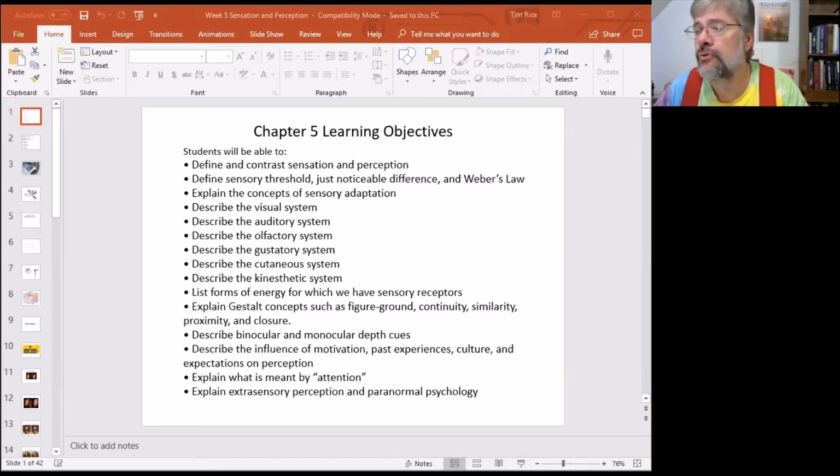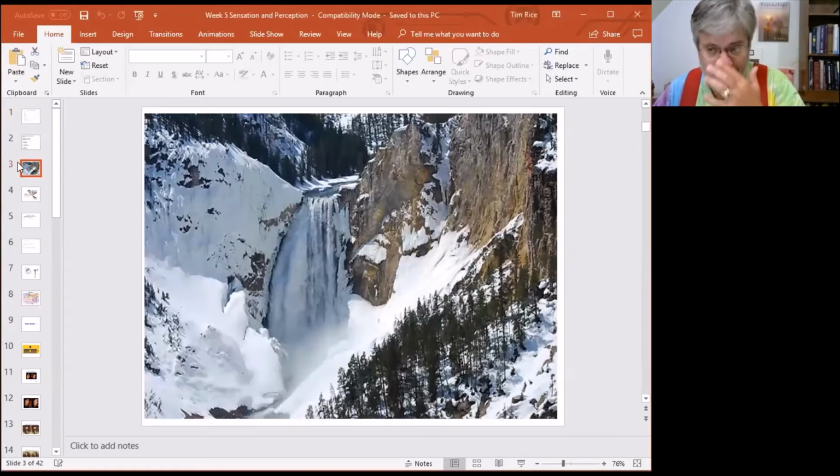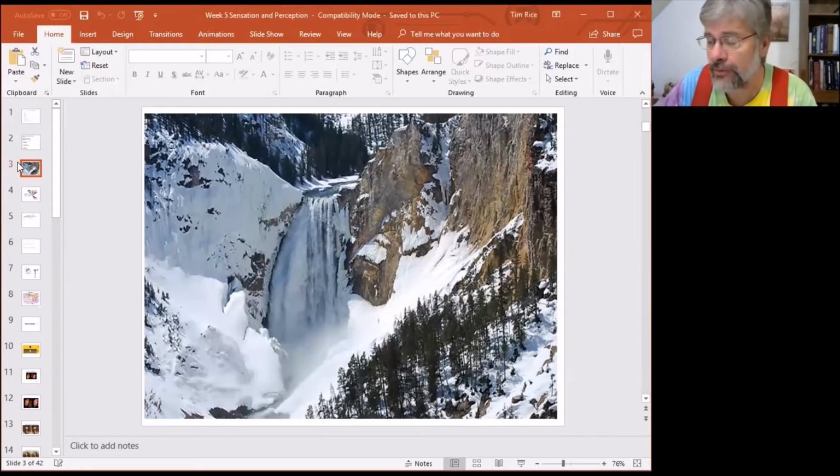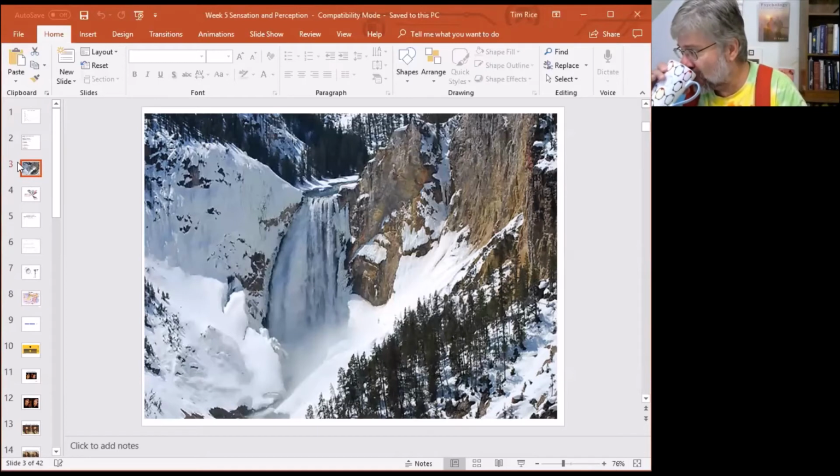Let me show you, I got a question for you. There's your learning objectives. And here's a photograph of the lower falls of the Yellowstone River. Have you ever seen that? In the winter. I worked there one winter, gave tours. I have a question for you guys. What is the most amazing thing that you've ever seen in your life?